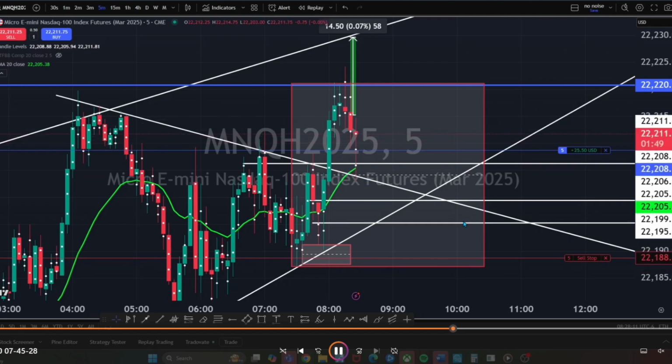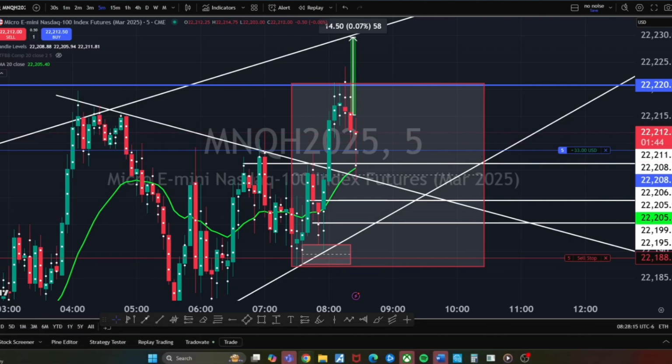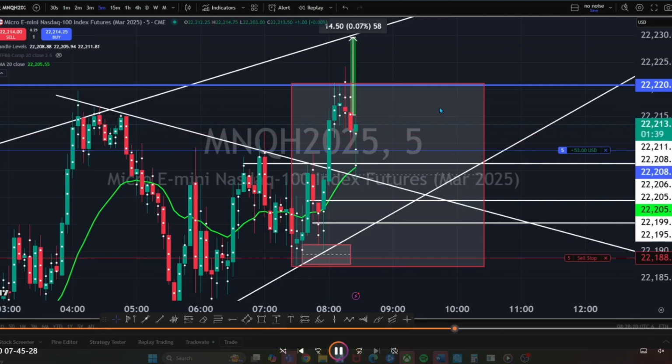And this might be the open. No, we're 2 minutes to the open still. See the time down here. But we do pop back up again. Got a little bit of a chance to take some profit here.